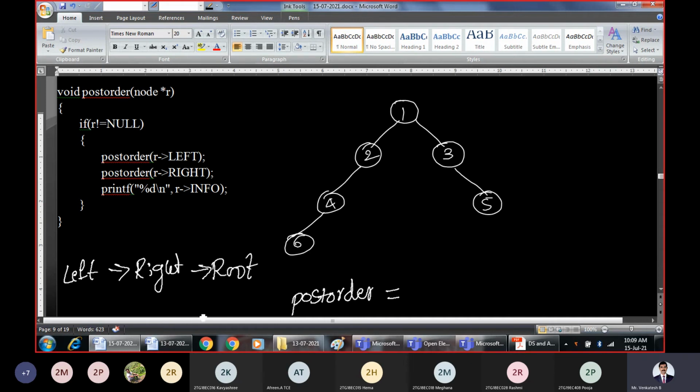That means post means the priority will be given to the root at the end. So the same recursive call is written here. First, recursively we process the entire left subtree of the given root node, then recursively we process the entire right subtree of the given node, then we will print the root node at the end. And this is applied at each and every node of the binary tree.